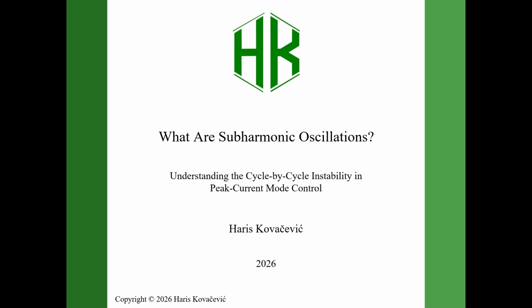Hello and welcome back. In the previous video, we observed something quite surprising. A peak current mode controlled buck converter was still regulating the output voltage correctly. The crossover frequency remained unchanged, the phase margin was still large. Yet the inductor current suddenly started oscillating from one switching cycle to the next. So where do these oscillations actually come from? And why do they appear once the duty cycle exceeds approximately 50%?